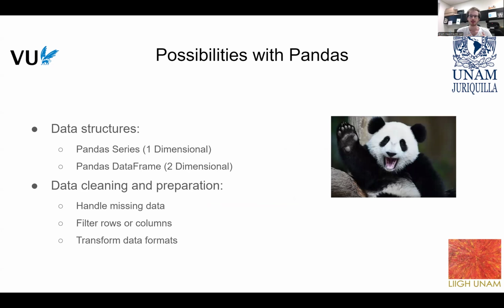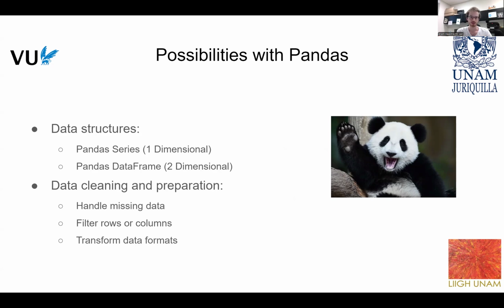So in Pandas, there are two main data structures. The first is the Pandas series, which is a one-dimensional data object. It is very similar to lists that we saw earlier, which are also one-dimensional. And then there are Pandas data frames, which are two-dimensional. So if you have a data set, this is what you will usually use.